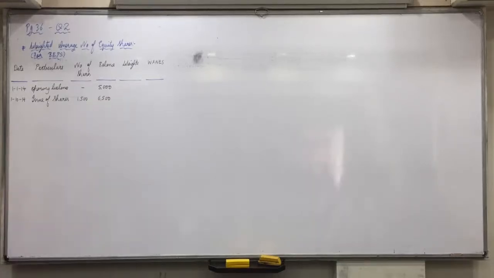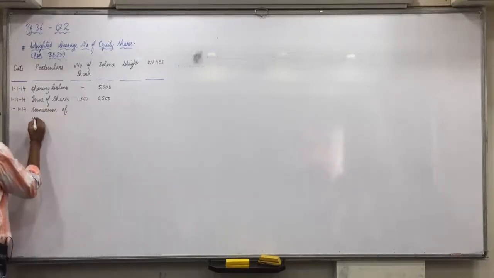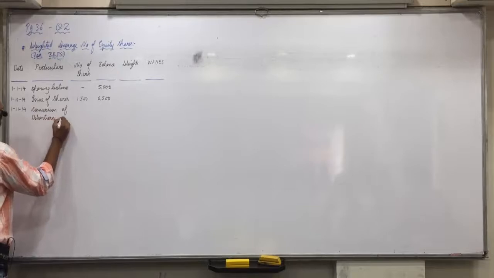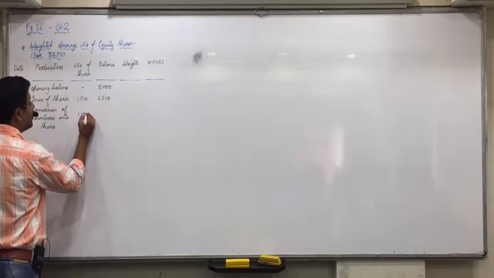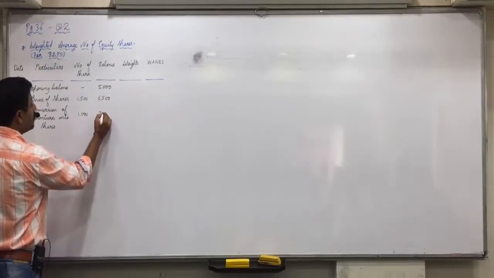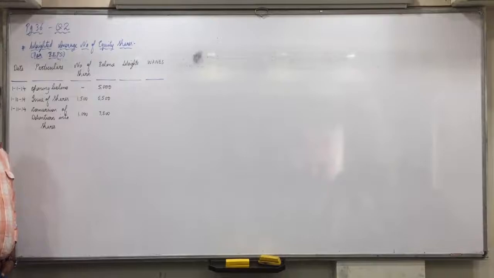Dushyant, for basic EPS we are finding the weighted average number of shares. For basic EPS we will take the actual date of equity shares only, that is 1st November 2014. When do we take it from 1st January? For diluted EPS, you take it as a potential equity share from the beginning of the year. Here, conversion of debentures into shares. How many shares are they converted into? 1,000. And this also will be added, so 6,500 plus 1,000, 7,500. Did everyone understand this?